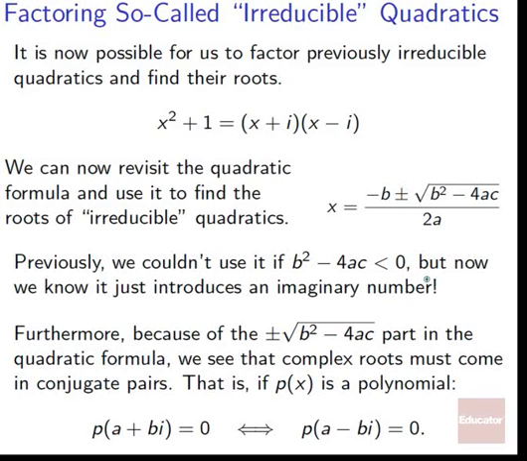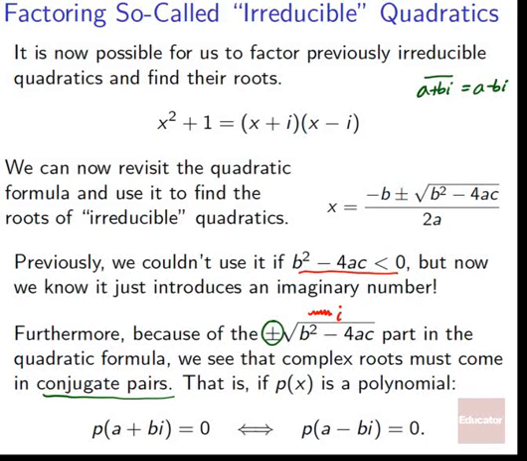Cool. Furthermore, because of the plus minus square root of b squared minus 4ac part in the quadratic formula, we see that complex roots must come in conjugate pairs, right? If b squared minus 4ac is less than 0, so this spits out stuff times i, then we've got this plus or minus thing, so it's going to be plus stuff i, minus stuff i. So we've got one version that's a plus bi, one version that's a minus bi. That's what happens when we're doing a conjugate pair, right? We have a plus bi, its conjugate is a minus bi.